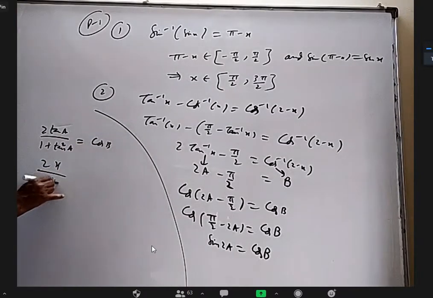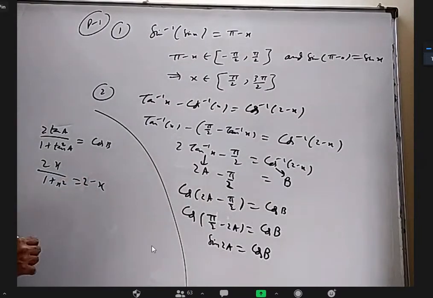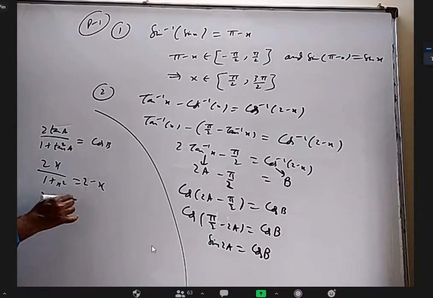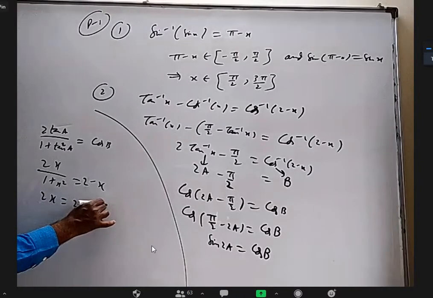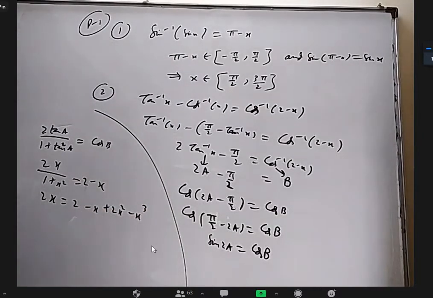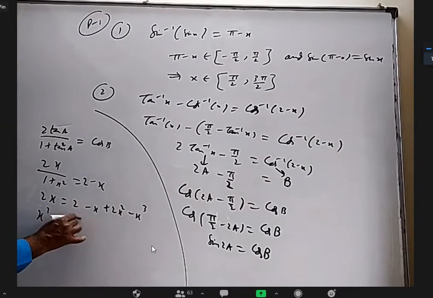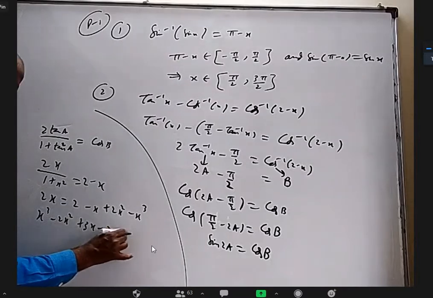2x by 1 plus x square is equal to 2 minus x. I may get a cubic equation, but let us see. 2x is equal to 2 minus x plus 2x square minus x cube. Even that is cubic, still we may be able to manage. X cube minus 2x square plus 3x minus 2 equal to 0.